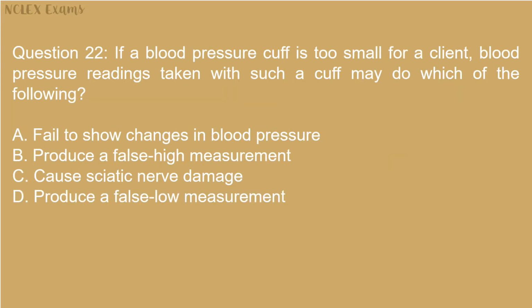Question 22. If a blood pressure cuff is too small for a client, blood pressure readings taken with such a cuff may do which of the following? A. Fail to show changes in blood pressure. B. Produce a false high measurement. C. Cause sciatic nerve damage. D. Produce a false low measurement.